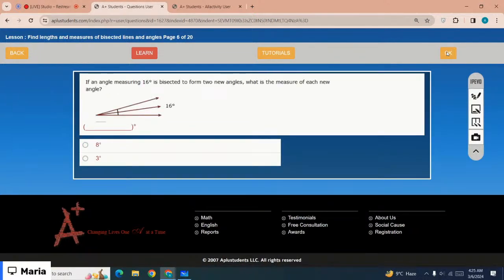If an angle measuring 16 degrees is bisected to form two new angles, what is the measure of each new angle? So which is the correct option? Yes, that is 8 degrees, right? Okay, you can complete the lesson by yourself later today because I think that's too easy, isn't it?